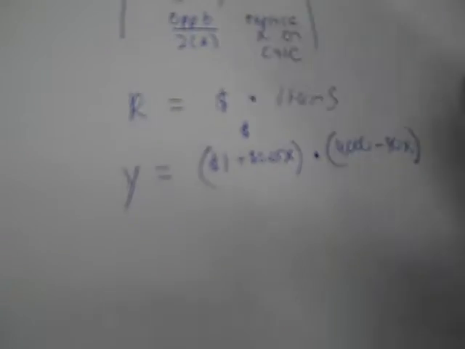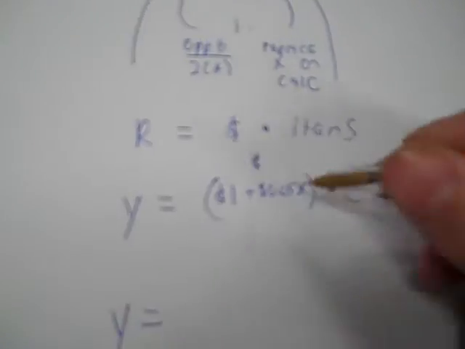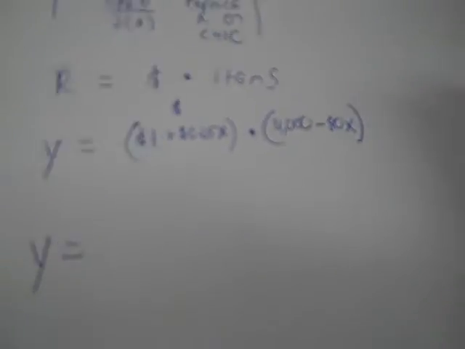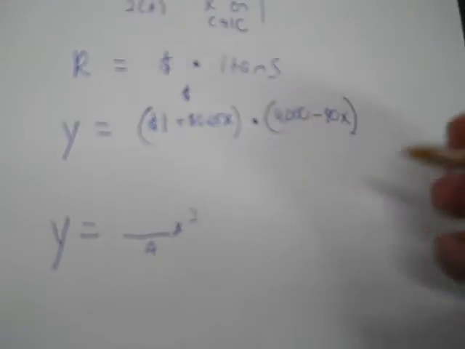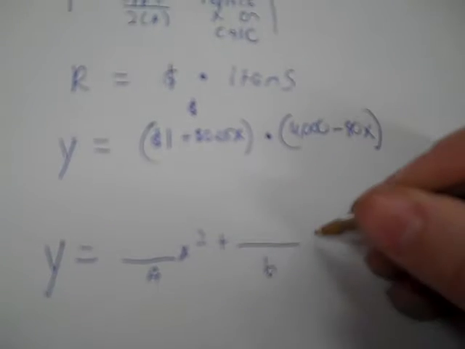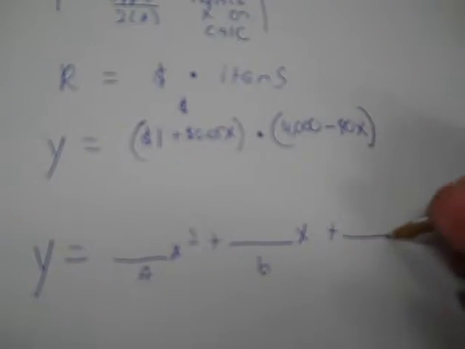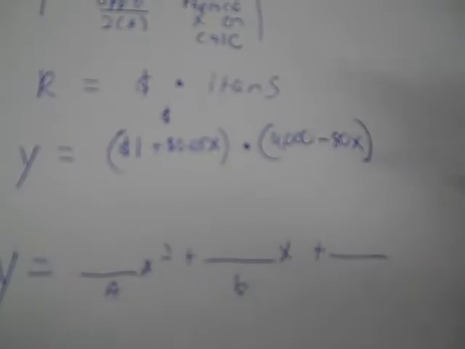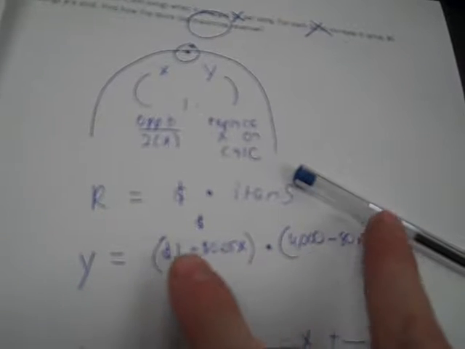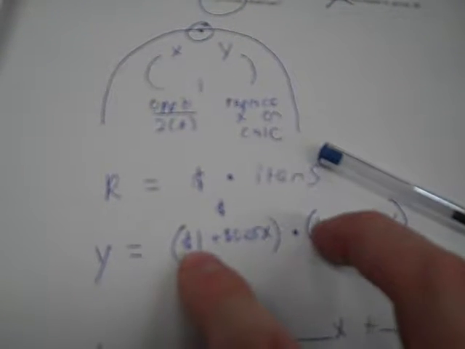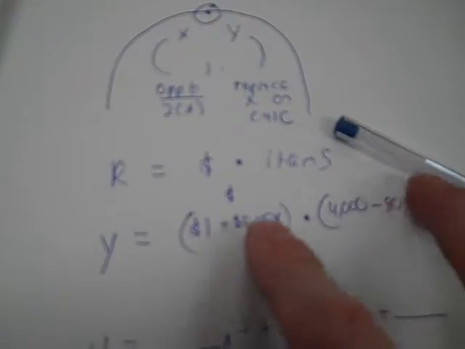Now, here's the deal. This is in factored form, so you need to multiply it out so you have a B with an x, and I don't really need C, but I will have one, okay? Now, I'm going to need to multiply this out using the FOIL method. First, outer, inner, last, okay? First, outer, inner, last.